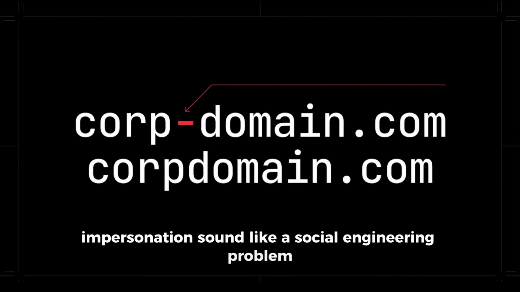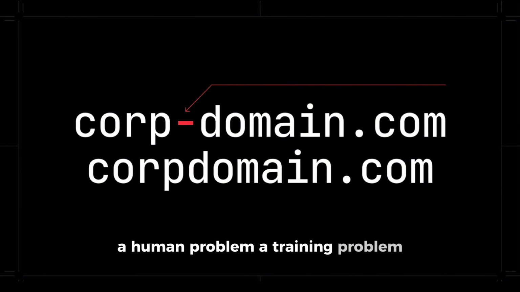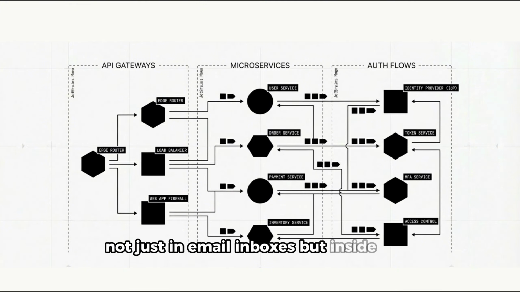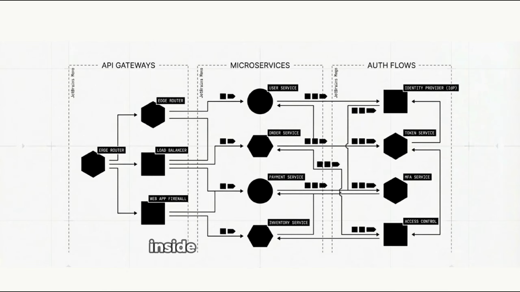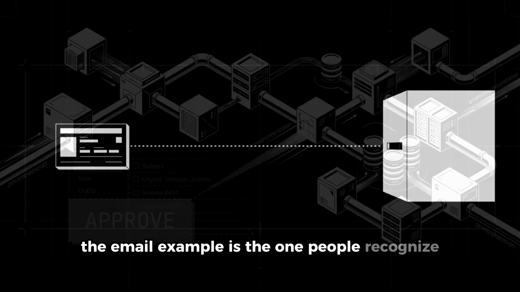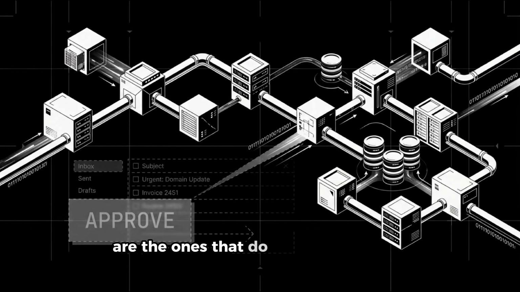But I want to be careful here, because that story makes impersonation sound like a social engineering problem, a human problem, a training problem, something you fix with better awareness campaigns. It is not only that. Impersonation is an identity problem, and it happens at every layer of a system, not just in email inboxes, but inside APIs, between services, inside authentication flows, inside the trust relationships between components that never involve a human at any point. The email example is the one people recognize. The technical versions are the ones that do the most damage.